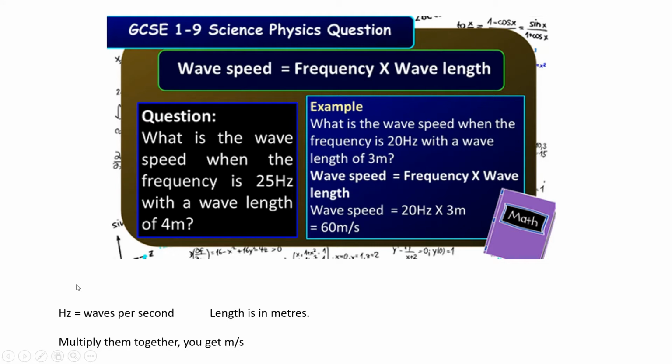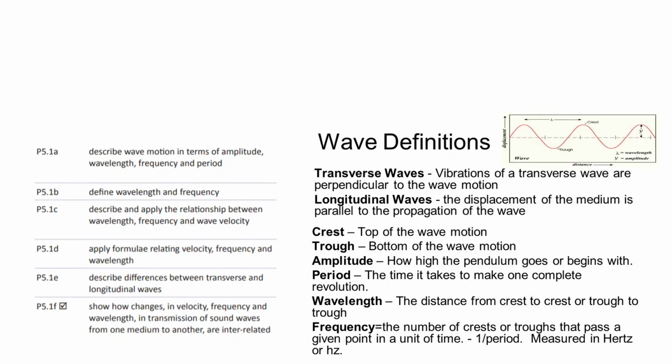The question: what is the wave speed when the frequency is 25 Hz with a wavelength of 4 meters? You times them together, because v equals f lambda, f is 25, lambda is 4 meters. You get 100, and the units will be meters per second, so it's 100 meters per second. The next one, we still apply the formula. When you read a question, make sure you locate the frequency, locate the wavelength, find the two quantities, and then you rearrange the formula and solve.